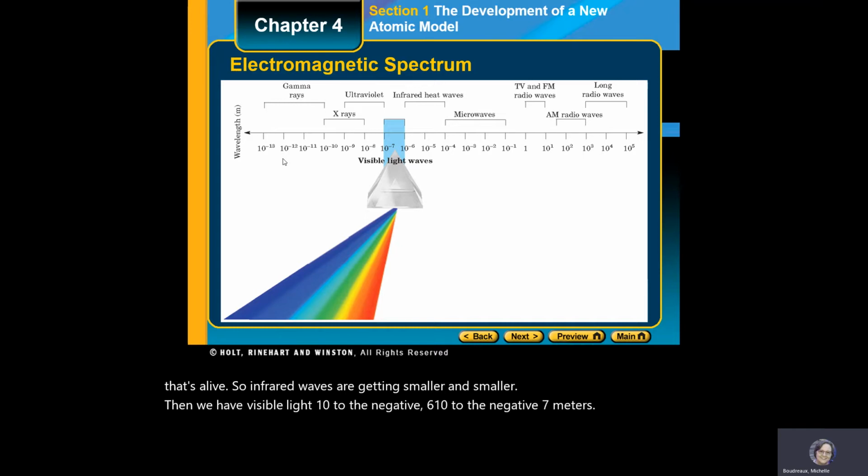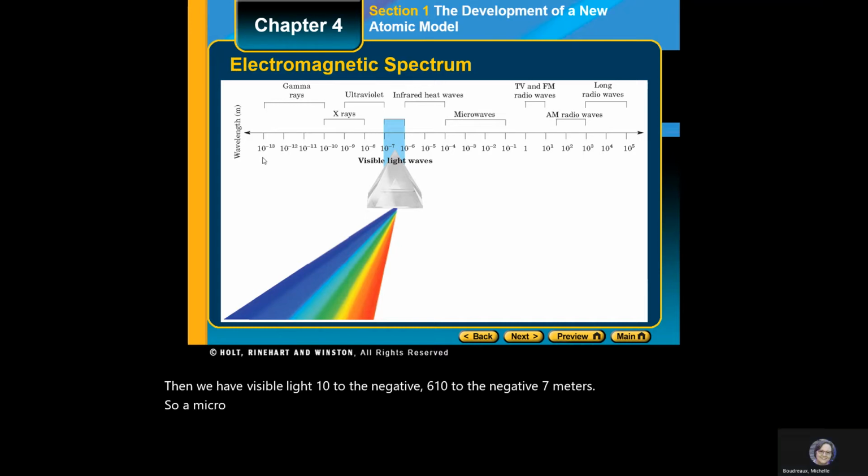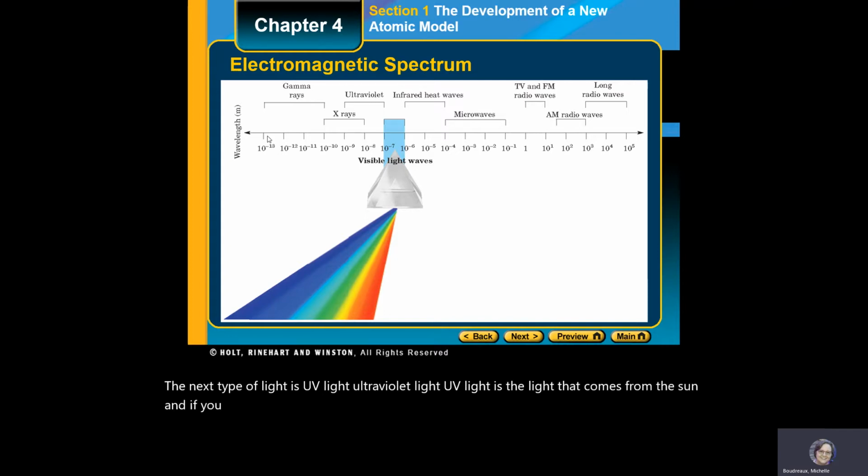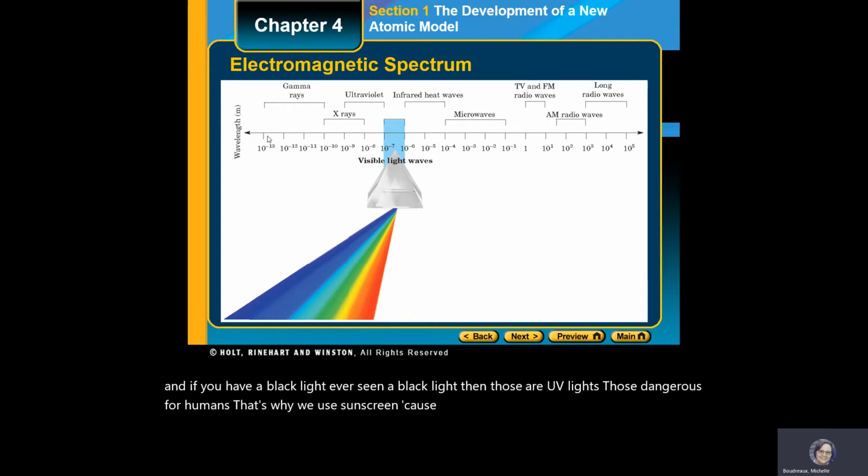So a micrometer or less. The next type of light is UV light, ultraviolet light. UV light is the light that comes from the sun. And if you've ever seen a black light, then those are UV lights. Those are dangerous for humans. That's why we use sunscreen, because we want UV protection. We want to be protected from the ultraviolet light because it can cause skin cancer.